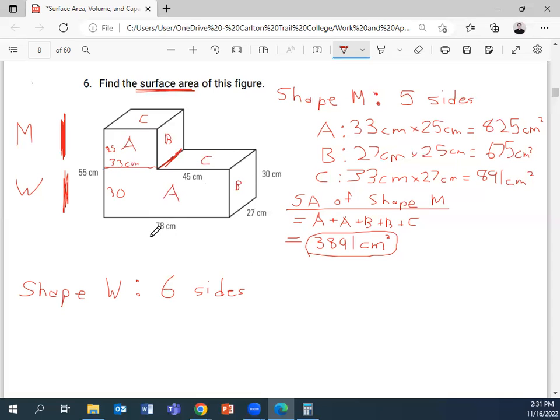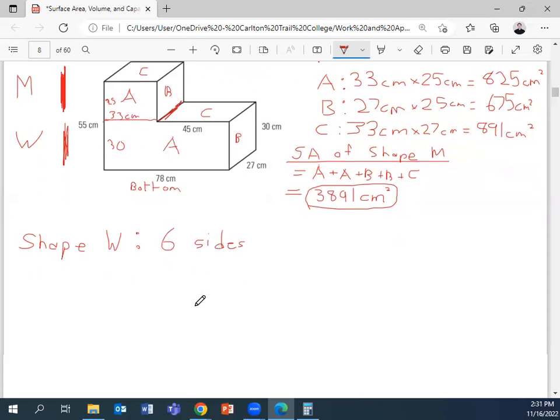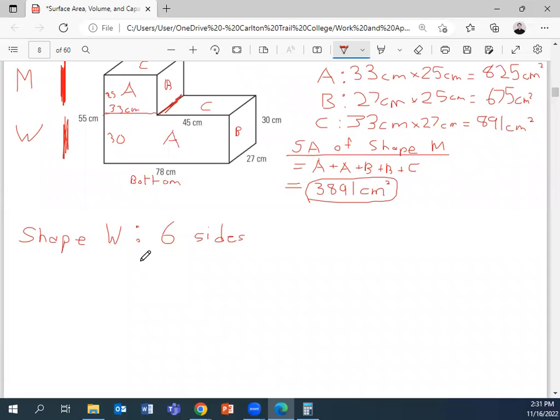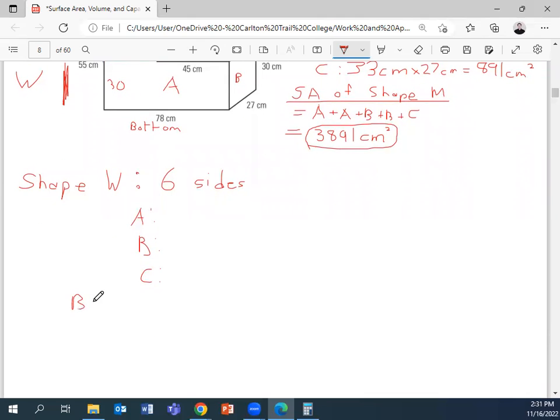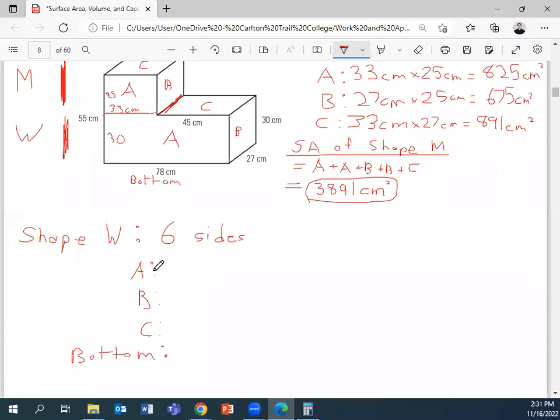There's also the bottom. Oh, I should have done whatever. It's too late. So there's actually six sides here. There is side A, there's side B, there's side C, and there's the bottom. We've already done most of the hard work. So now we're just finding the numbers to multiply here.